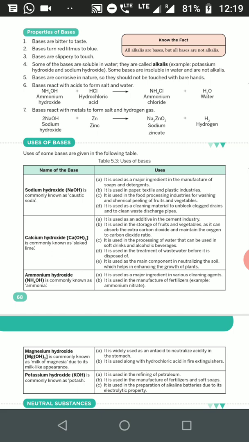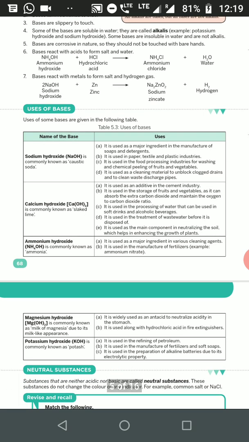It is used in processing of water that can be used in soft drinks and alcoholic beverages. It is used in the treatment of wastewater before it is disposed of. It is used in neutralizing the soil, which helps in enhancing the growth of plants.